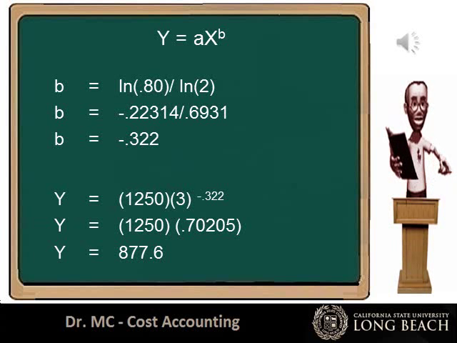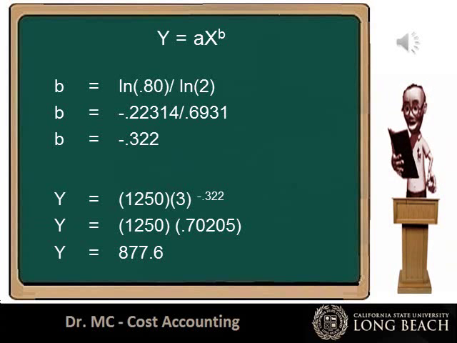Using this formula to determine the learning curve item for 3 units, we would first calculate b. b is made up of the natural log of 0.80, which is negative 0.22314, divided by the natural log of 2, which is 0.6931. When you divide these two numbers, you get b, which is negative 0.322.